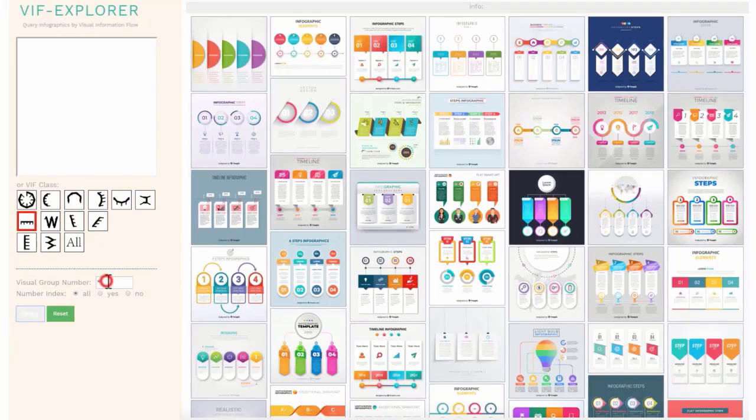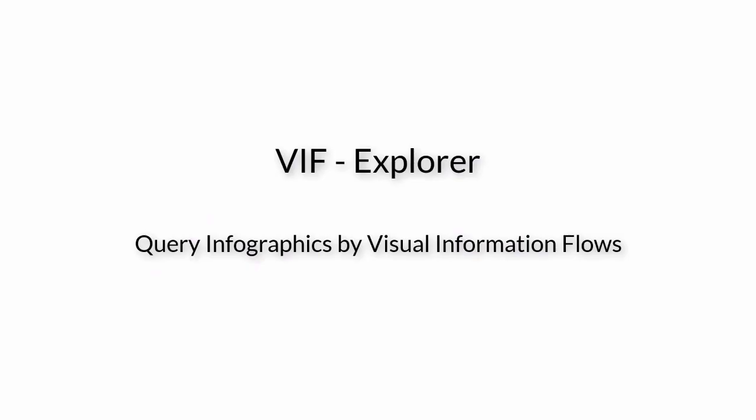Taking VIF as a high-level feature of infographics, it also supports us in querying those infographics. We developed a prototype to show this idea.